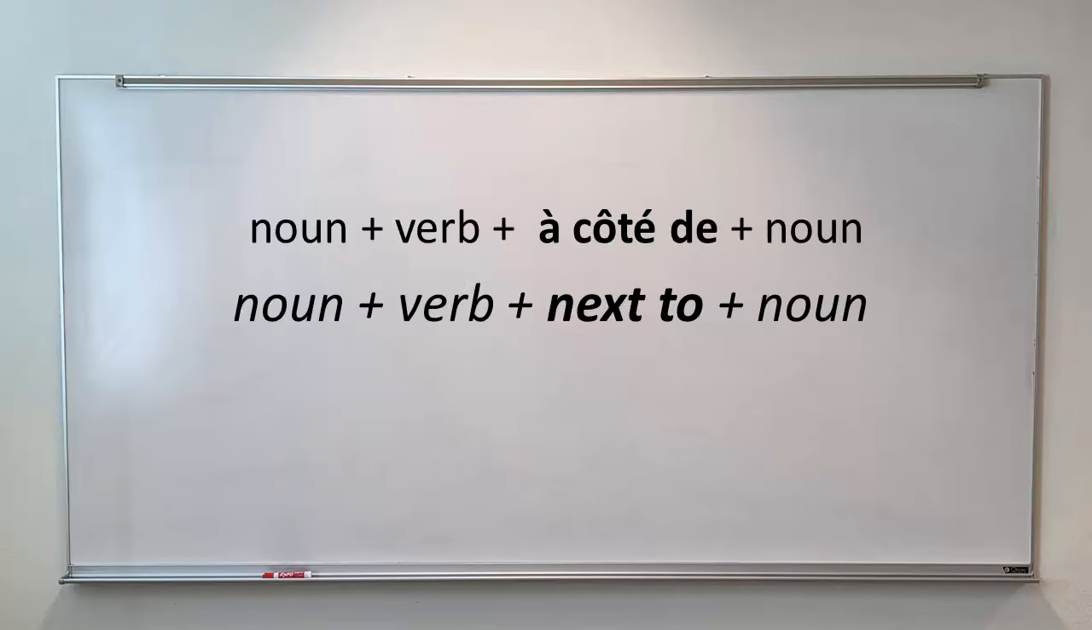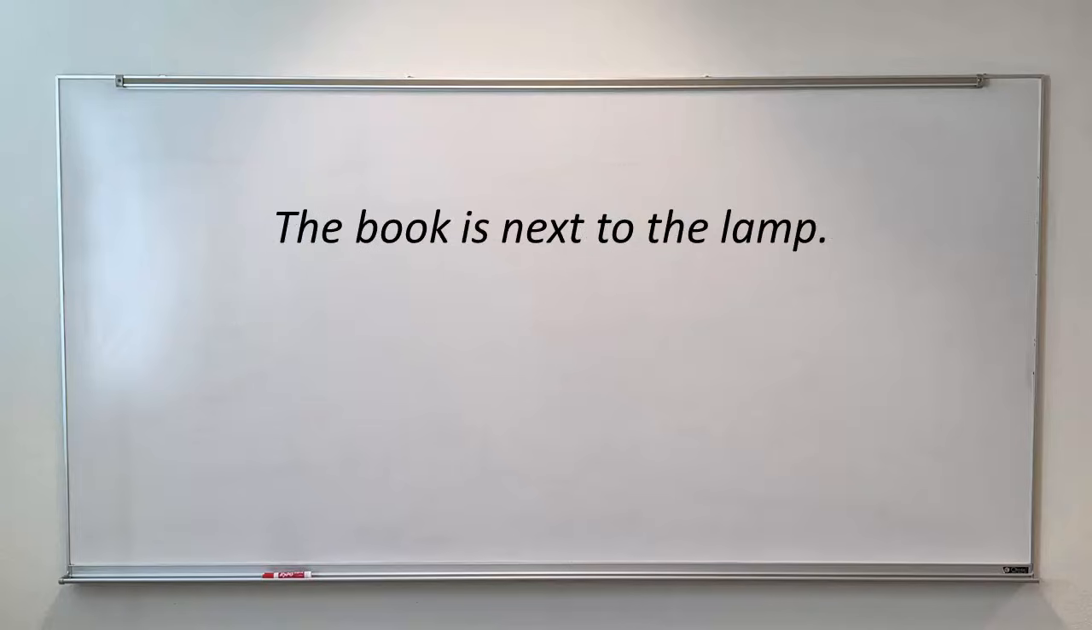So how is this actually used in a French sentence? Well, it follows this little formula. French is a subject, verb, object language. So we have our subject, which is a noun, and then the verb, and then we use à côté de, and then another noun. So in English, noun, verb, next to, noun. What does that look like in a real sentence? Well, let's create a sentence here.